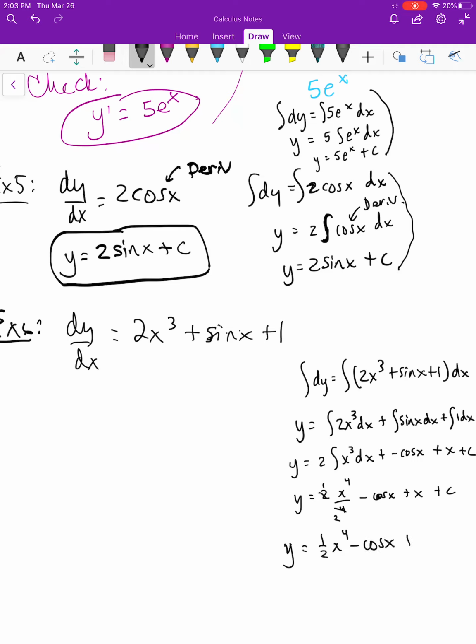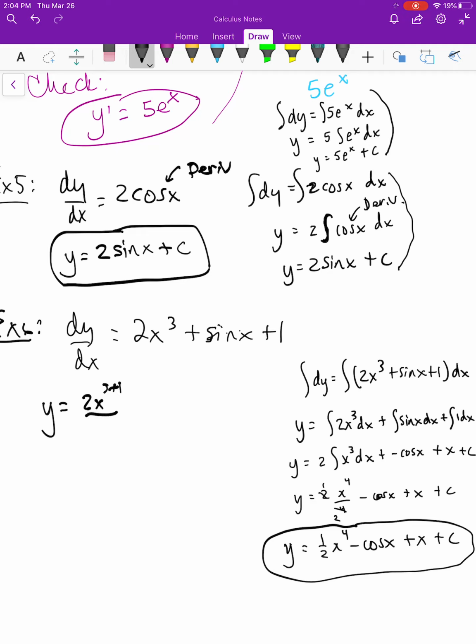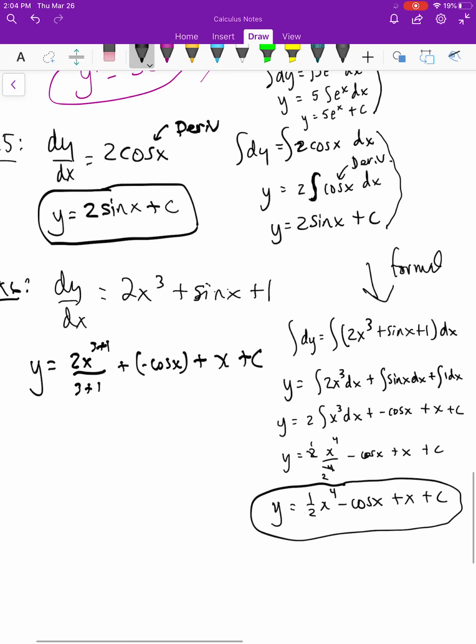And then your divide by 2, I get 1. Divide by 2, I get 2. Y equals 1/2 x to the 4th minus cosine x plus c. This would be your answer. Here, if you were just trying to do it from thinking about it, you would have done x to the 3 plus 1 over 3 plus 1. You would have said, oh, this is going to be negative cosine to give me positive sine. And then 1 is x plus c. So, it's the same thing, only this is more formal.